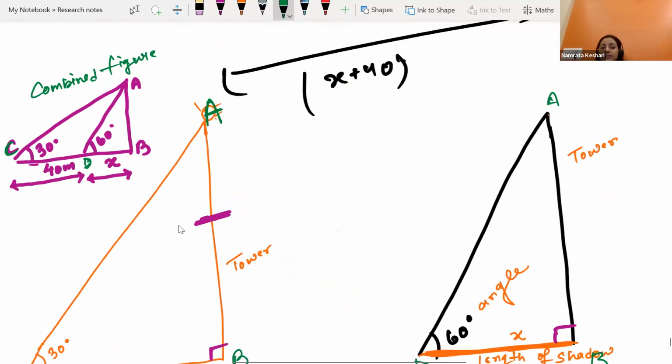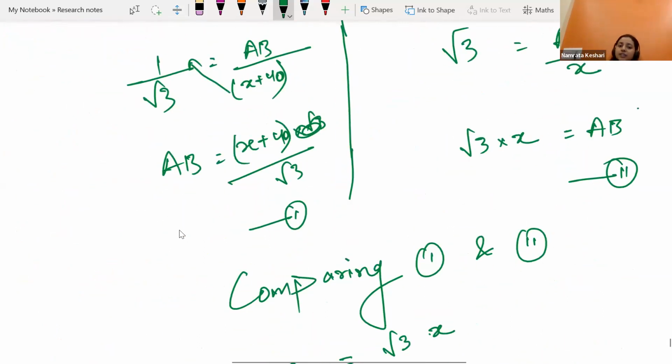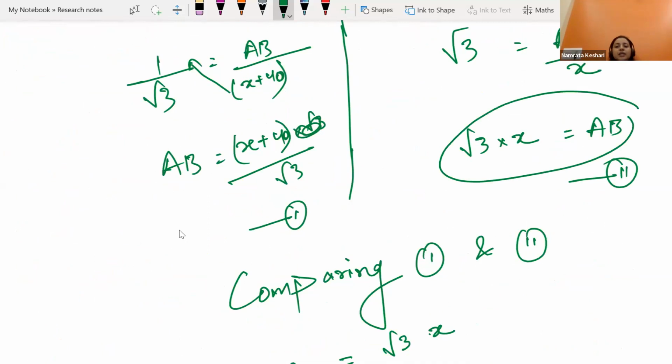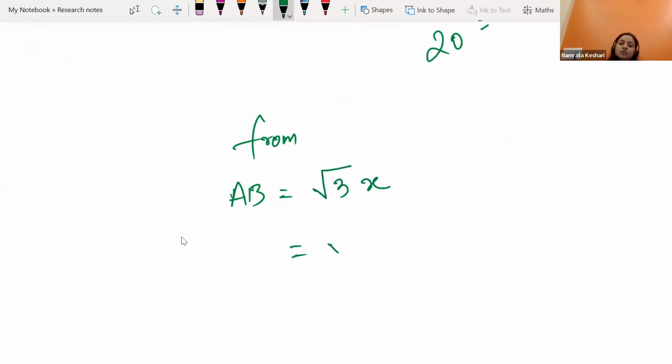We are supposed to find the height of the tower. x is not the concern. Height of the tower we need to find. So you can see clearly that the second equation is simpler. AB length we have to find. So AB is root 3 x. Equation number 2 or 1, whatever you use, you will be getting AB, but the second equation is quite simple. Let's use that, AB from 2. We understand the length of the tower AB is root 3 x. x is 20, so root 3 into 20. We can write it as 20 root 3. Getting it?